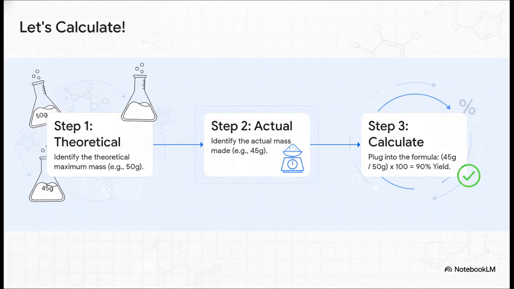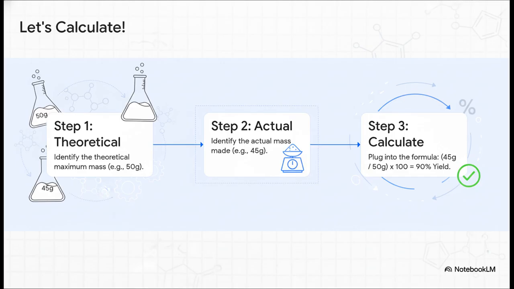Let's do a quick one together, shall we? So, say your calculations told you that, in a perfect world, you should make 50 grams of product. That's your theoretical yield. But you finish the experiment, you weigh your product, and you've only got 45 grams. That's your actual yield. So you just pop those numbers in the formula. 45 divided by 50 times 100, and that gives you a percentage yield of 90%.